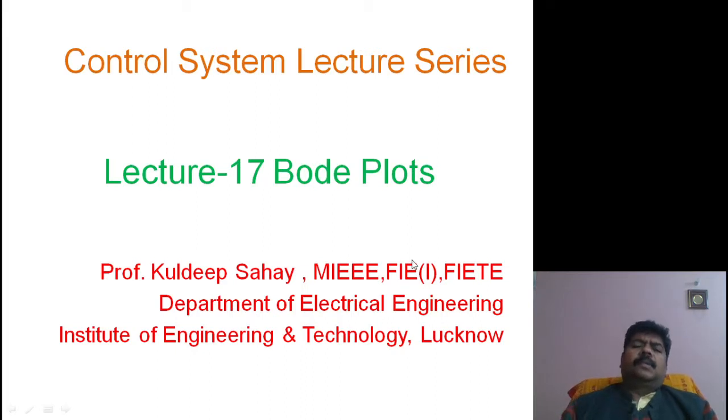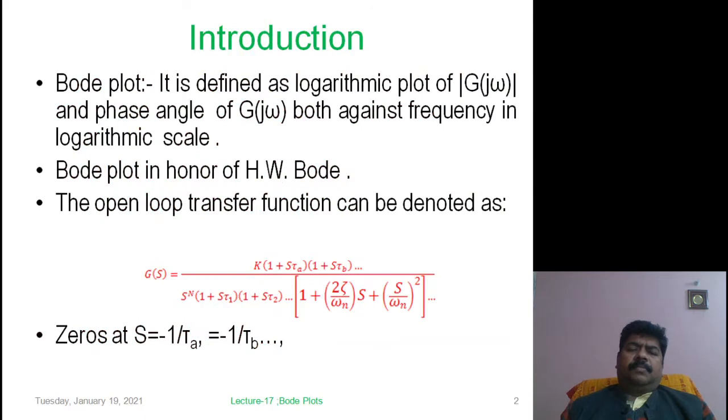So welcome to the lecture on the Bode plots. First of all, we should define what is the Bode plot. This is defined as a logarithmic plot of magnitude of G(jω) and phase angle of G(jω) against the frequency. In this case, the frequency is taken on the logarithmic scale, while the magnitude is on the linear scale. Phase angle is also taken on the linear scale.